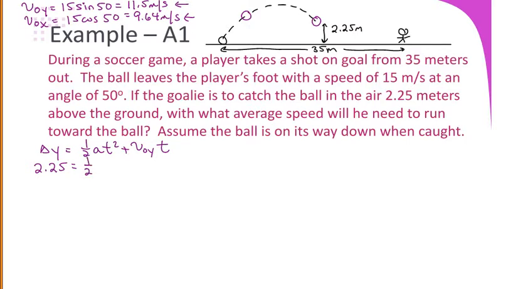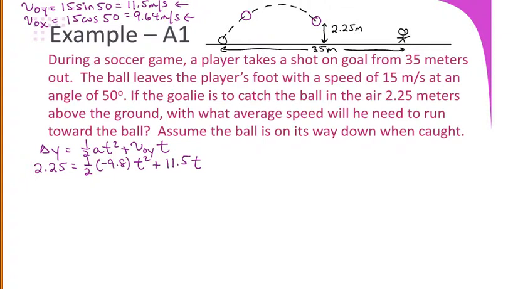So we'll put positive 2.25, where it's not one of those typical situations where the ball is, say, kicked off a cliff or something, where it's going to be landing lower than it started. Here the ball is going to be caught higher than where it started, so this delta y is positive. Of course, our vertical acceleration is negative 9.8. We're solving for the time with an initial vertical component of the velocity of positive 11.5.